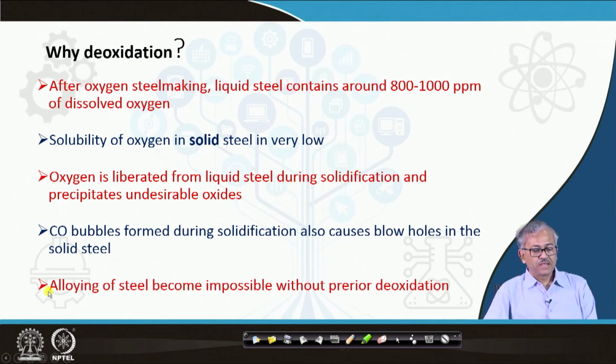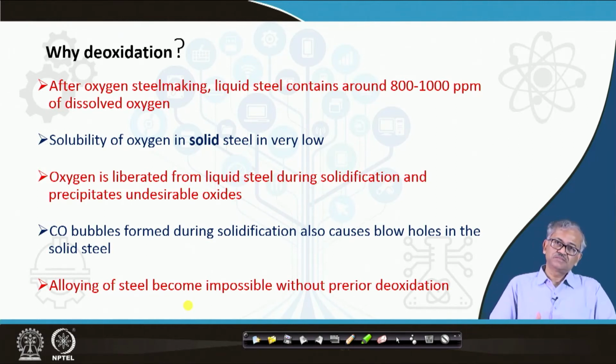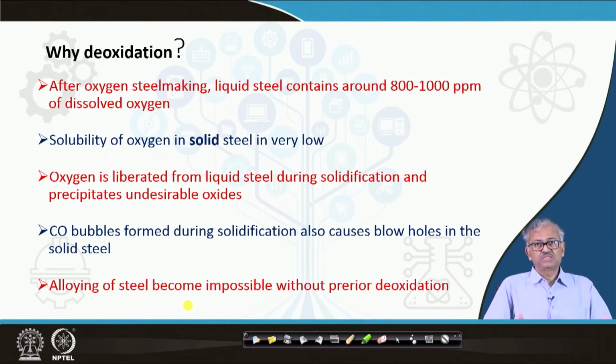And then alloying of steel becomes impossible. Another thing is that if you want to alloy the dissolved steel and the steel contains 1000 ppm of oxygen, then you cannot alloy it, because in most cases the alloying elements form very stable oxides, like manganese. If you want to make a manganese steel, it is not possible, because manganese oxide is more stable compared to iron oxide. So if you have dissolved oxygen at the level of 1000 ppm, then manganese will be oxidized to manganese oxide and it will join the slag.